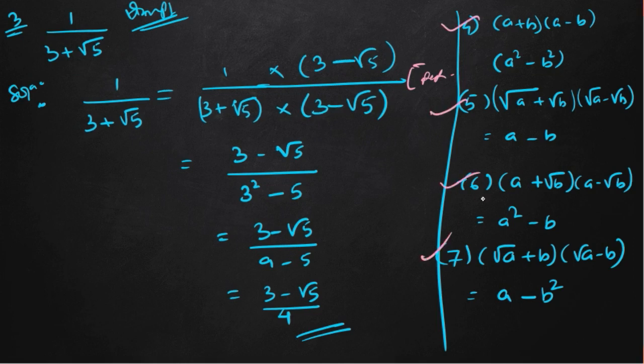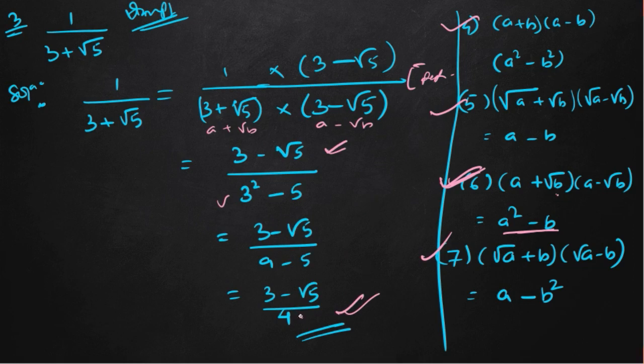Here I have written more formulas, so you have to use this. 1 into something will be the same. Again you can see that this was the formula matching your example number 6: a plus root b and a minus root b type. The answer is a square minus b. A square means 3 square, minus b, and this b is our 5. So the answer is 3 square minus 5. Now 3 and root 5 are different numbers and cannot be subtracted, and 3 square is 9, so 9 minus 5, the answer is 4. So the required answer is this one.